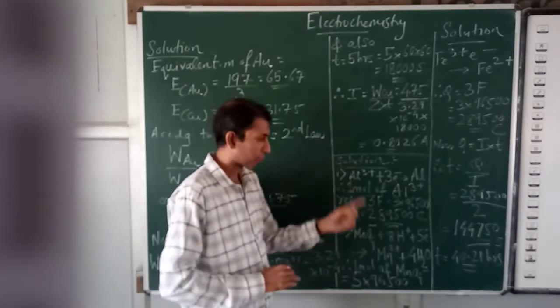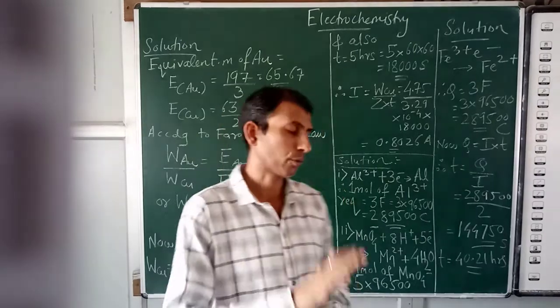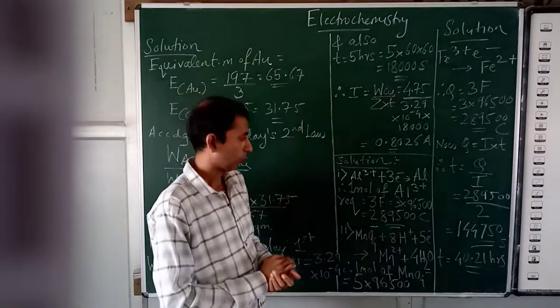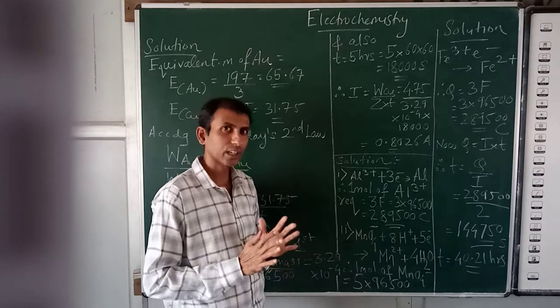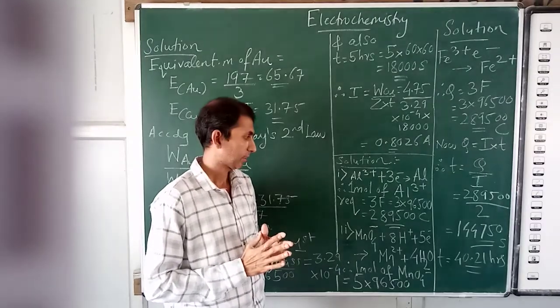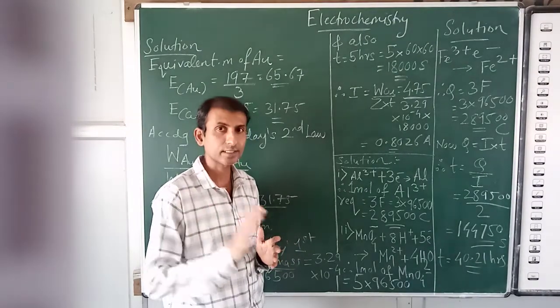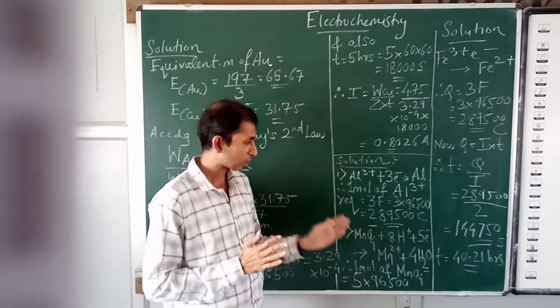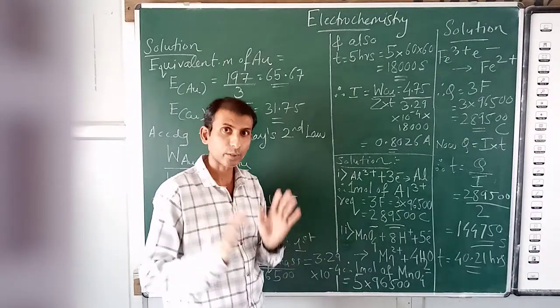Now the second part, very important from the board examination point of view. Look at this equation here. MnO4- anion is given to you, the permanganate ion. The question asked is for the reduction of MnO4- to Mn2+. Only this much I have given.